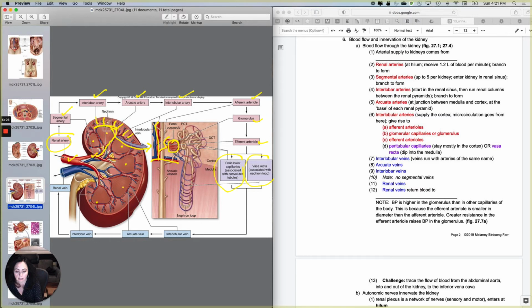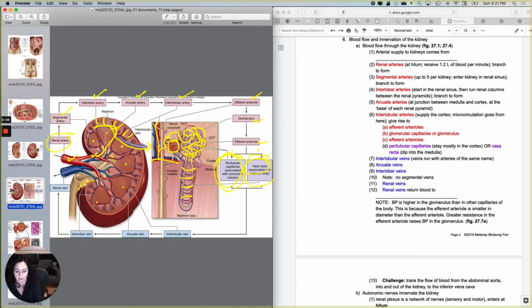If the capillaries that come from the efferent arteriole stay up in the cortex and wrap mostly around the PCT tubes up in the cortex, then they are called the peritubular capillaries, as in around the tube. But if they dip down into the medulla and mostly wrap around this long straight tube called the nephron loop, then it's called the vasa recta, and vasa recta means straight vessel. Okay, so notice that you have these as two possibilities right here. It's going to do one or the other, and I'll show you both in just a minute.